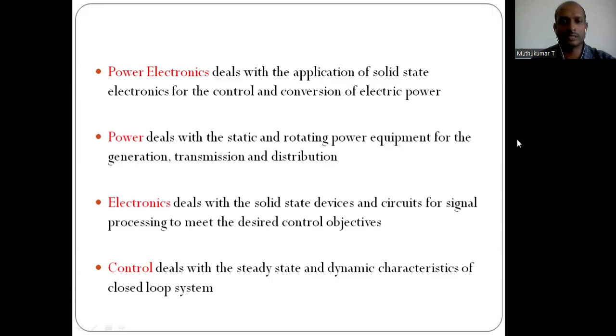So under power, we have generation, transmission, and distribution. Electronics deals with the solid state drives and devices and circuits for the signal processing to meet the desired power outcome. Control deals with the steady state and the dynamic characteristics of closed loop system. So power electronics means we are going to use the power electronic devices or power switching devices to control and convert electrical power.